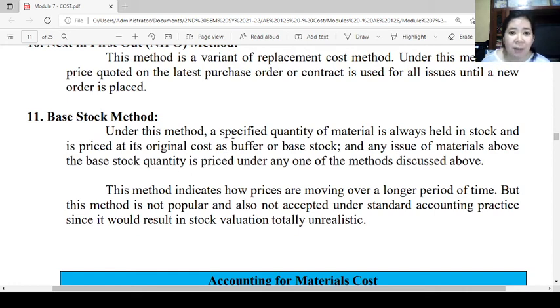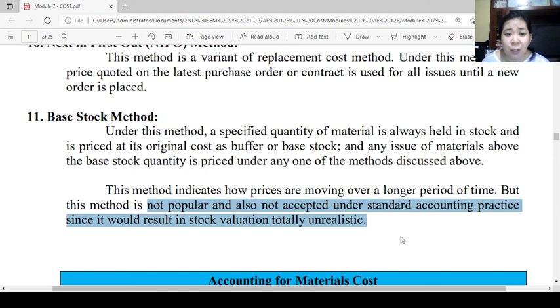Number 11 is the base stock method. Under this method, a specified quantity of material is always held in stock and is priced at its original cost as a buffer or base stock. Any issue of materials above this base stock quantity is priced under any one of the methods discussed above. This method indicates how prices are moving over a long period of time. But this method, again, is not popular and is not acceptable under accounting practice because we will disregard the historical cost, which was the actual cost of purchasing the materials. And this will result in a valuation which is totally unrealistic.